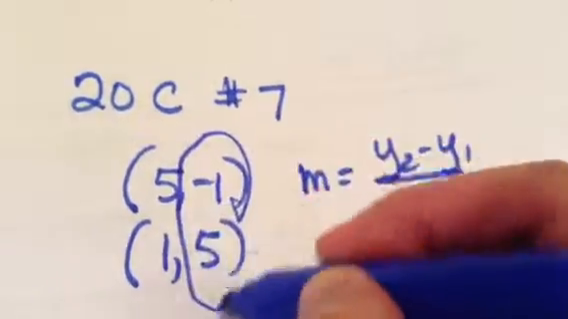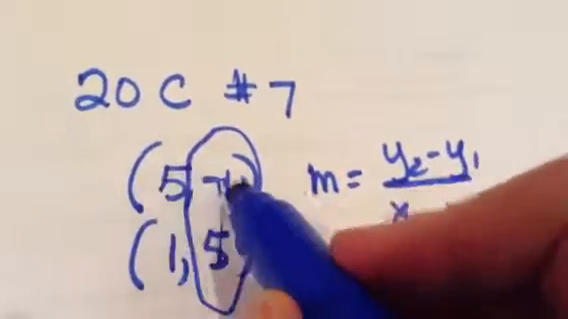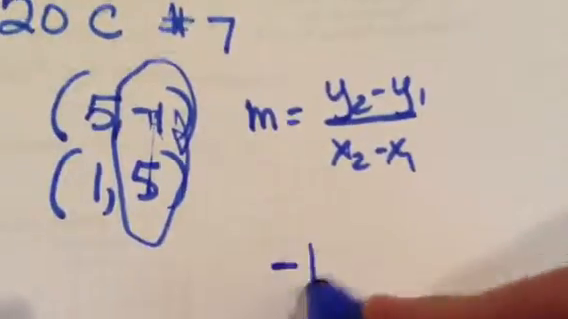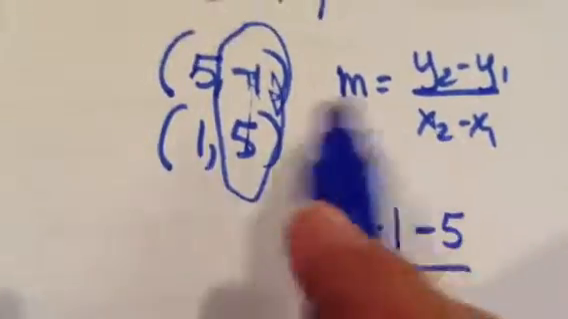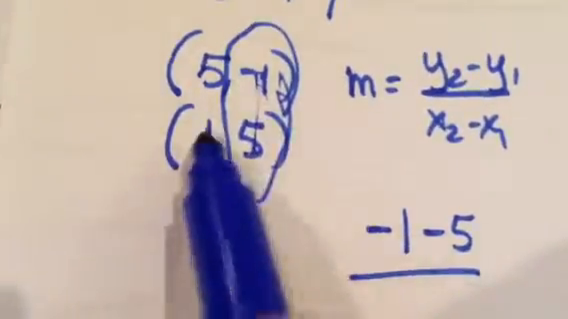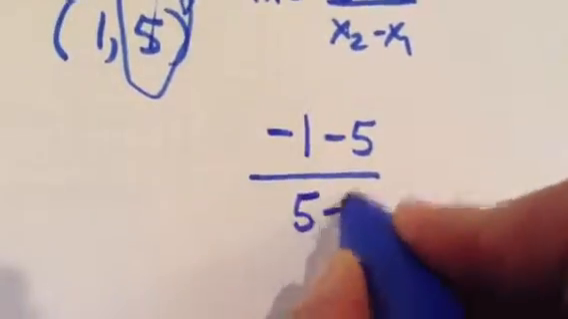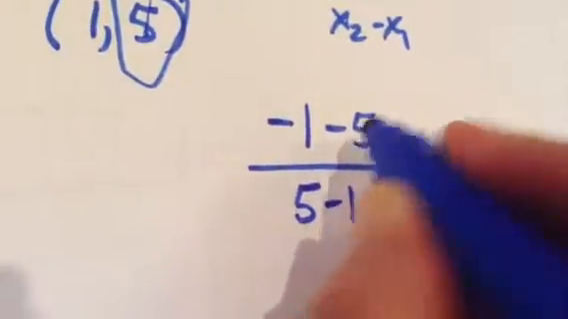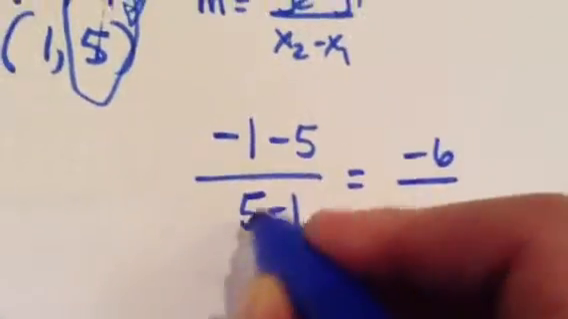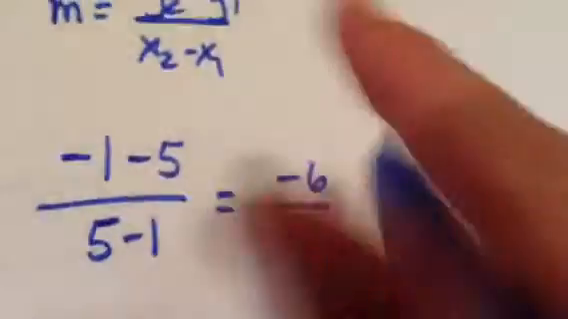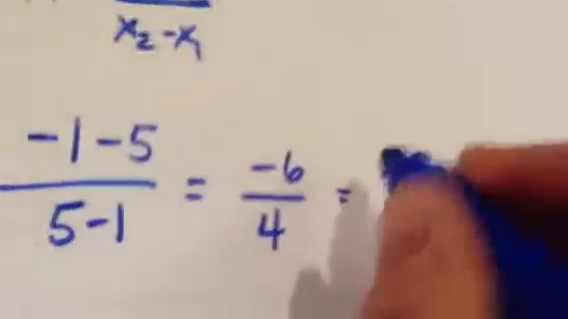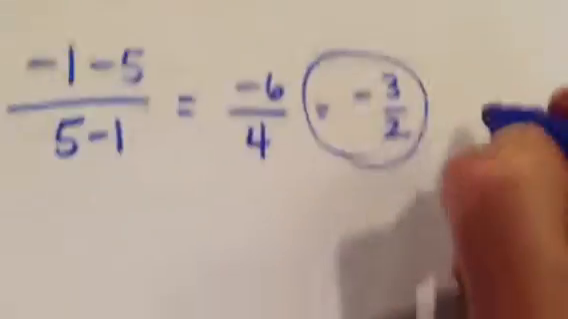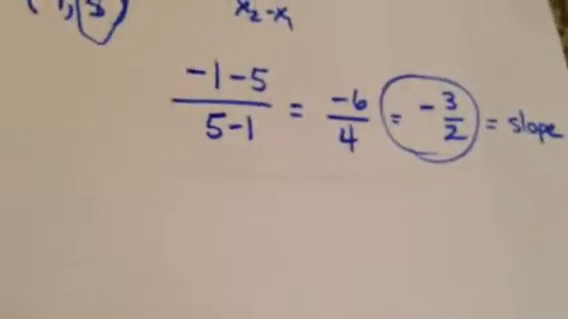We're going to take your y values. That's the second numbers. Okay, remember this is your x and this is your y, and we're going to subtract them. So we're going to do -1 minus 5, taking your y's and subtracting them, all over. Then take your x's and subtract them. 5 minus 1. Well, -1 minus 5 is what? -6. 5 minus 1 is 4. There's your slope. Now I can reduce that. So if 2 goes into both those, that's going to give me what? A -3/2. So right here is your slope.